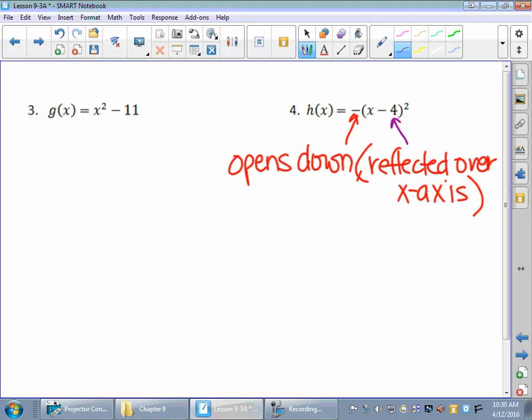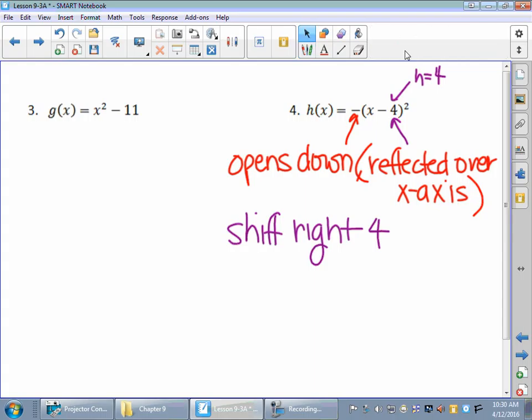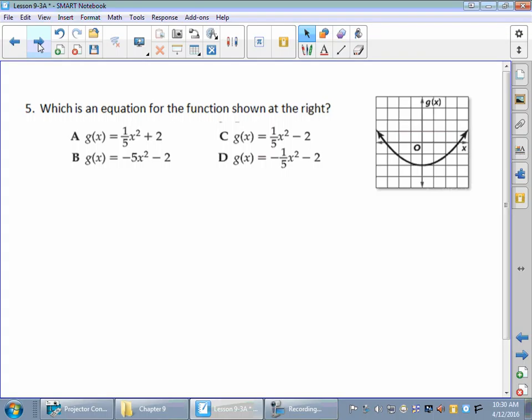Which way is it going to translate? So it's going to shift which direction? Remember, it's like we just take the number, leave the minus behind. So that's going to shift it right 4. You need to figure out some way to help yourself remember that it's always leave the sign behind for that one piece. All right, I've got a multiple choice here. Go ahead and try to do that one.